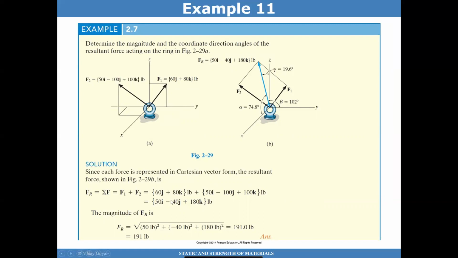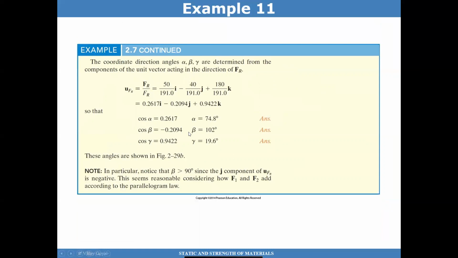These are the components in each of the X, Y, and Z directions. The magnitude is simply 50 squared, 40 squared, 180 squared, add them up, square root, 181 pounds. So that gives you the magnitude of that force. It's not very difficult to find the angles if you know how these vectors are oriented. Like I know how this vector is oriented, so I should be able to tell you how this force vector is oriented in the three axes. Okay, you can find those angles very quickly.